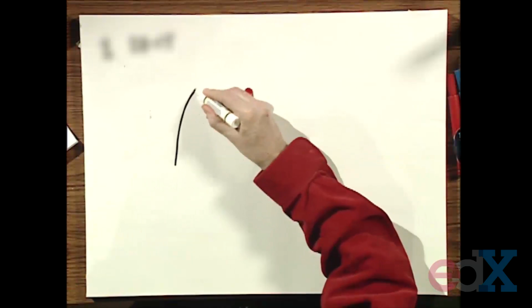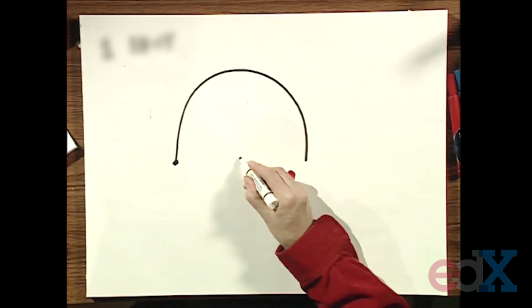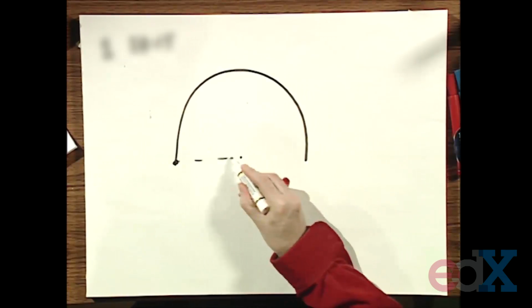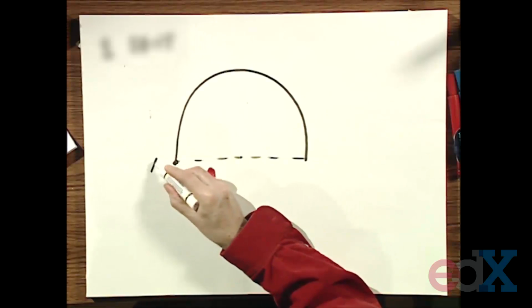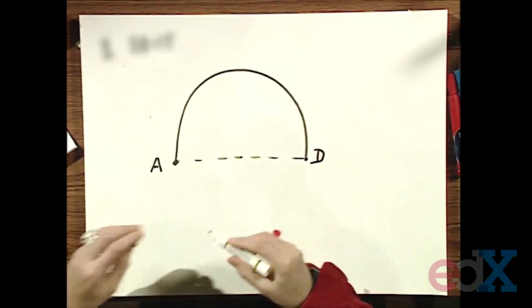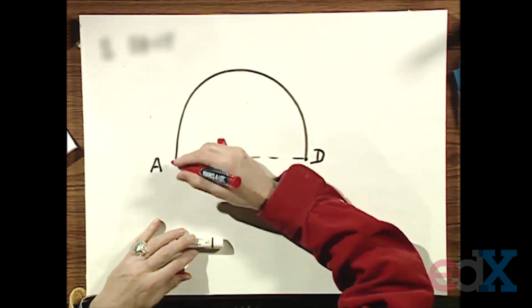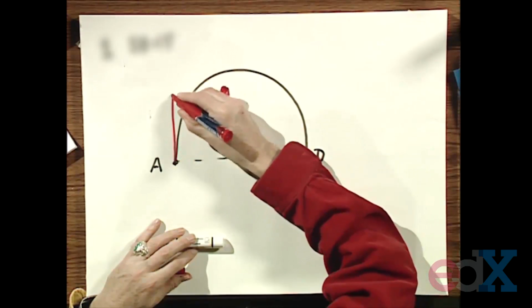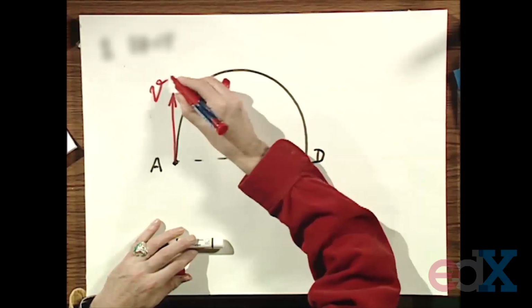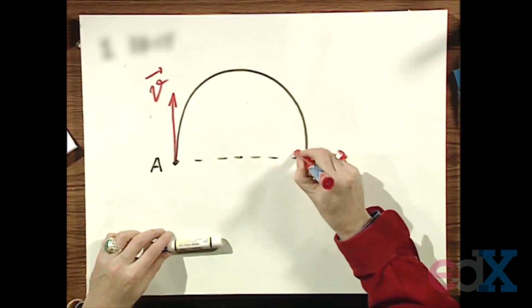An electron is going around in half a circle. This is the center of the circle. I call this point A, and I call this point D to avoid confusion with B. And the electron right here has a velocity v. We know that the electron follows this trajectory.